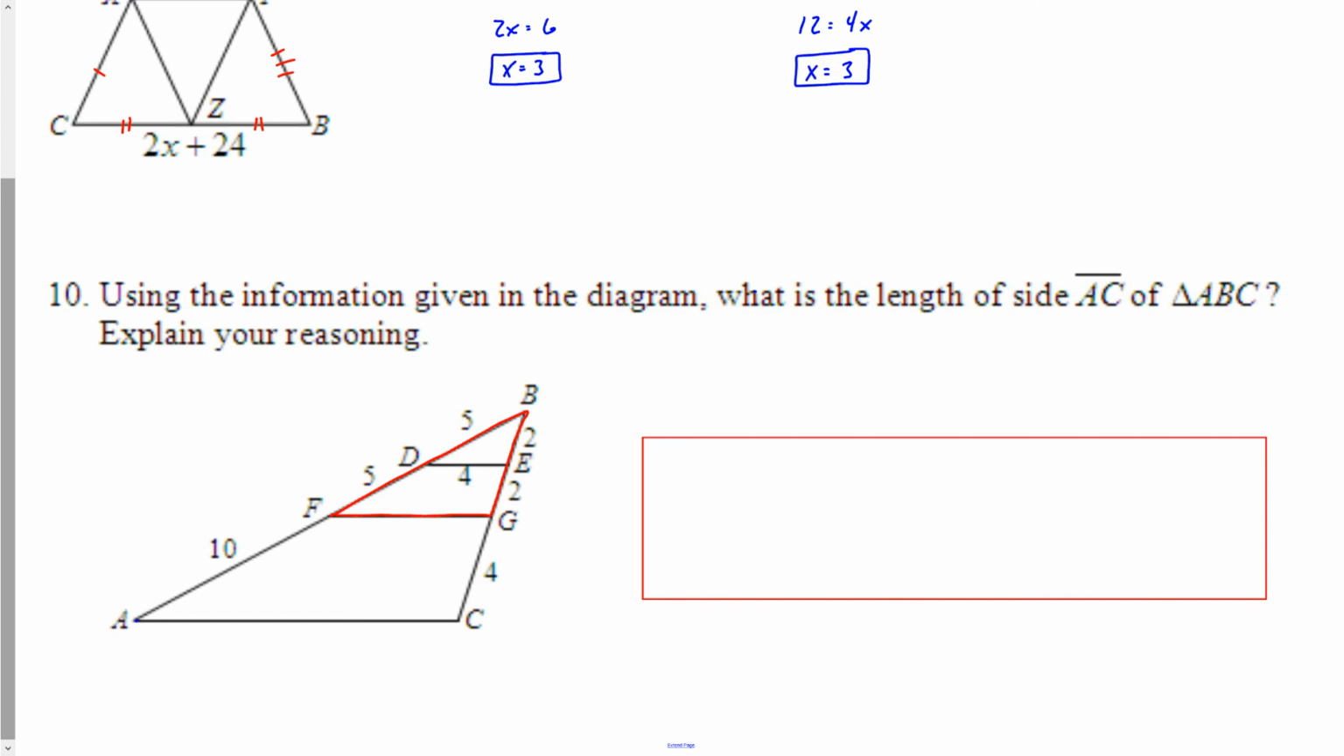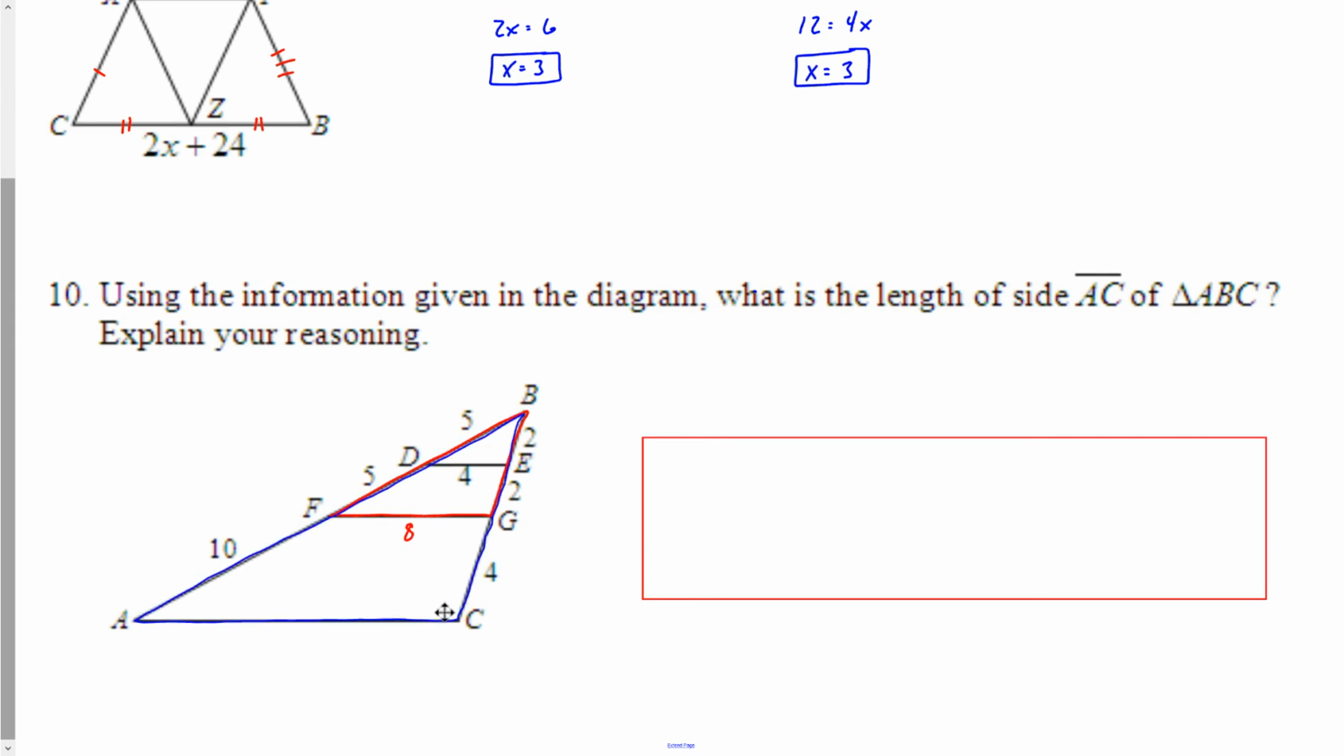In order to tell what the length of side AC is, we first have to focus on the triangle BGF that I have outlined in red. And notice that FD and DB are the same length, BE and EG are the same length, which means DE is a midsegment. So we'd first have to make the conclusion about the length of FG being double the length of DE, so this would be 8.